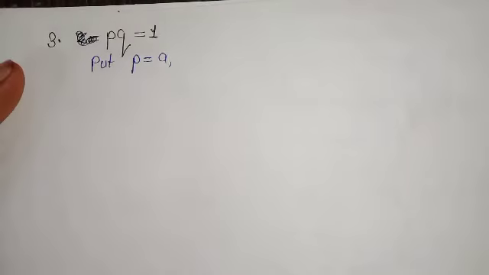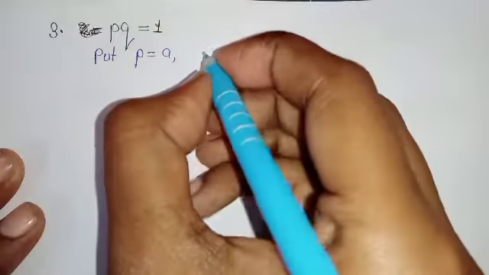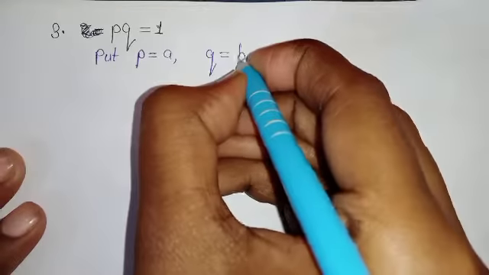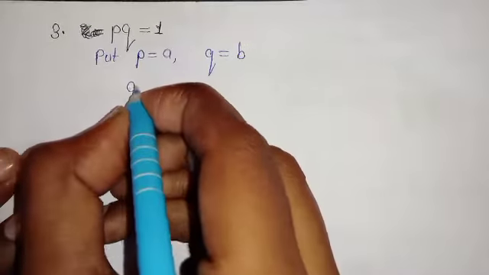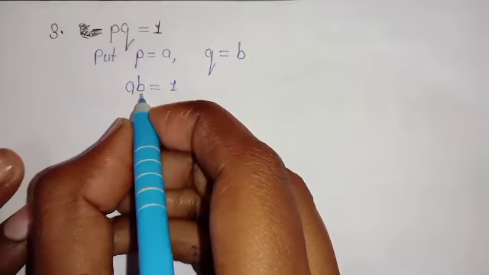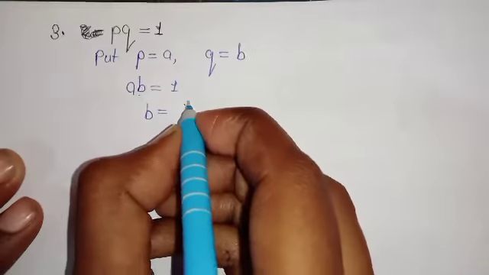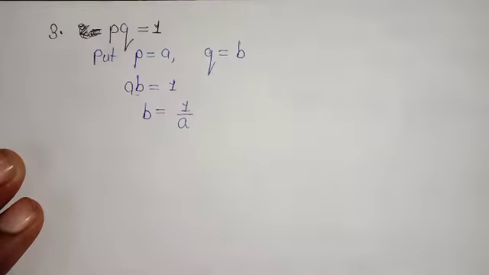Here suppose this is PQ is equal to 1. Now this is a function of P and Q only, and then we can solve it by the first standard form. So we put P is equal to A and Q is equal to B. So the given equation takes the form AB is equal to 1. Now in order to write the general solution, we have to write this constant B as a function of A. So we can write B is equal to 1 by A with the help of this equation.